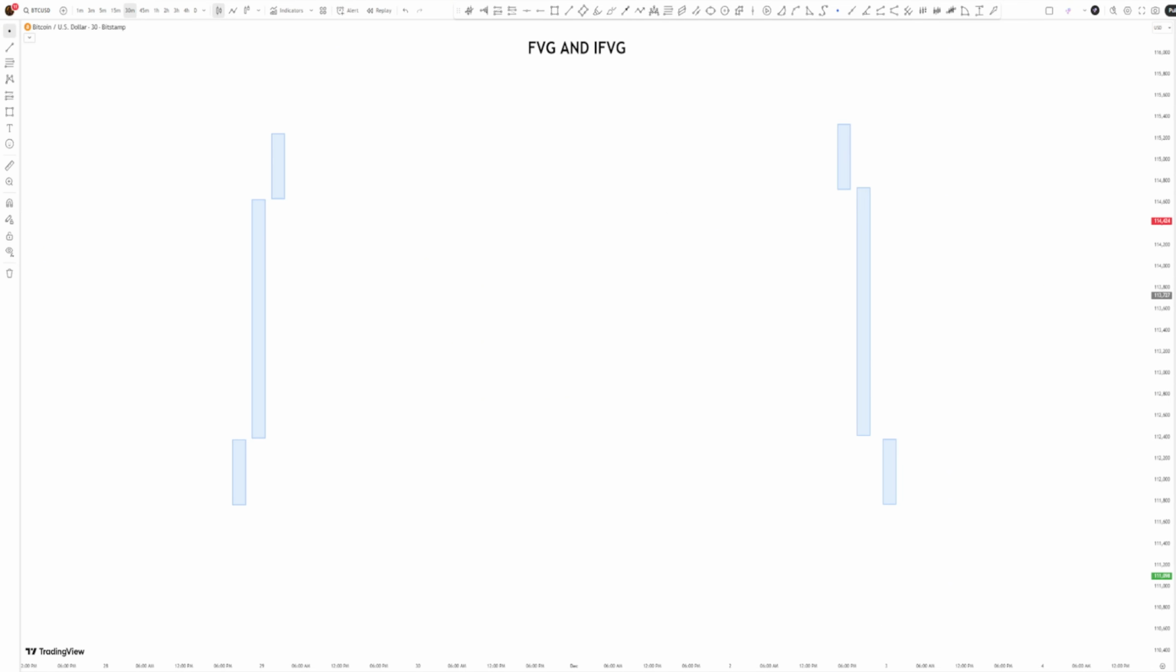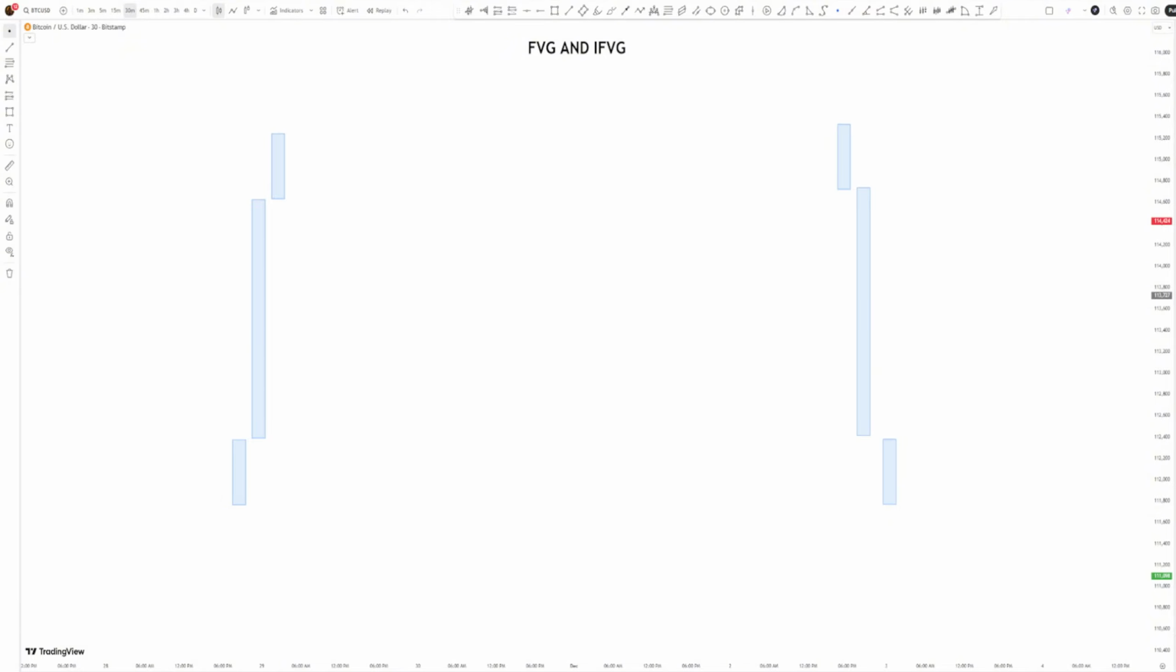Okay, so what is a fair value gap and what is an inverse fair value gap and how do we trade with them? Let's start with fair value gap. A fair value gap, also called an FVG, is a three candle price action pattern that represents an inefficiency or imbalance in the market where buying and selling pressures were not equal.